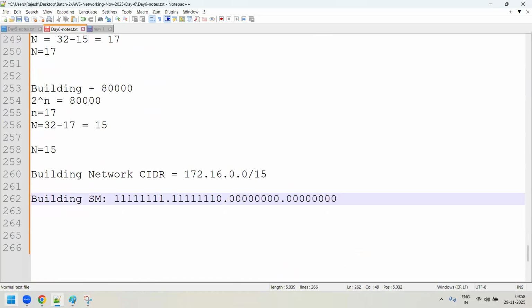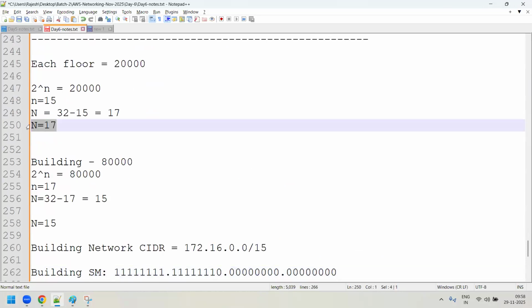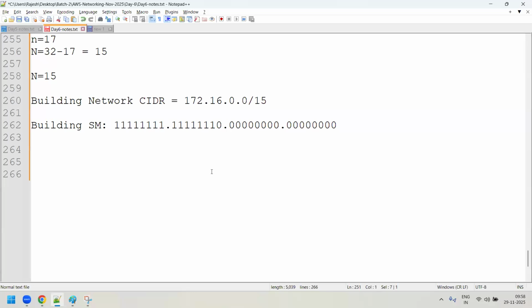Is it clear, sir? Now what about my floor? Because each floor is 20,000 and the value n is 17, capital N is 17. Now I know that for my floor, the subnet mask is 17, right? So I'll take 8 plus 8 is 16, 16 plus 17, because capital N is 17, right?